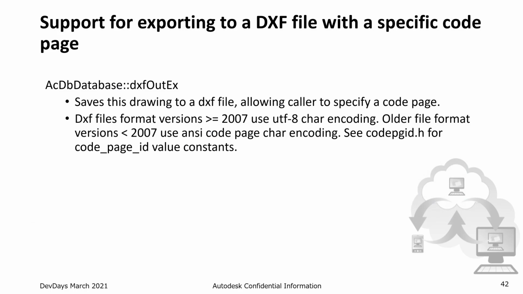Another API that was introduced after a long time on DXF is DXF out EX, which has another argument, another parameter to the function, to provide a code page. Now the API developers or callers can specify a code page. Please note that DXF file formats after 2007 can use UTF-8 character coding, but if it is prior to 2007, you need to use an ANSI code page.